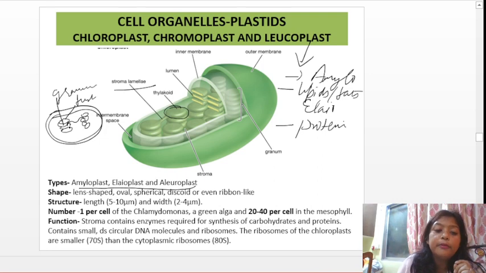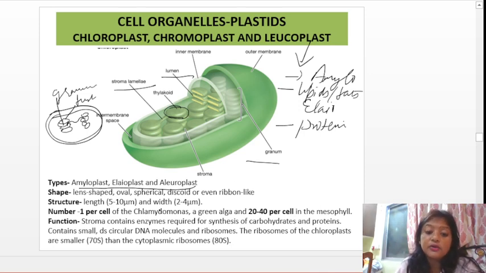See here, stroma lamellae. The inside fluid material is known as the stroma. So you can see the structure also out here. The space inside the thylakoid is known as the lumen. Remember this. So outer membrane, inner membrane, and the lumen is present inside the thylakoid. The thylakoid is present, and your stroma and stroma lamellae, and the granum is the stack. So this is the structure of the plastid.